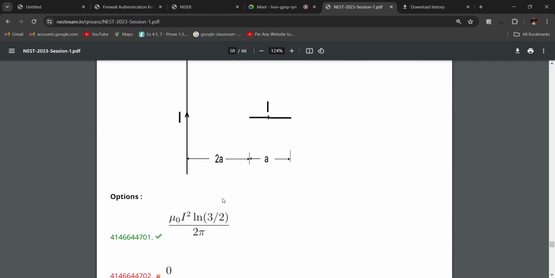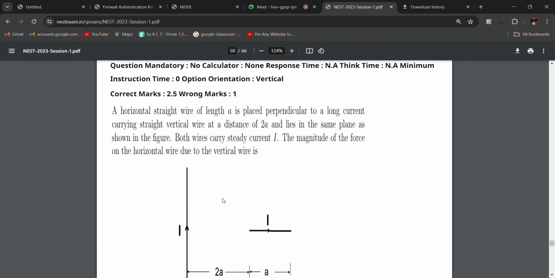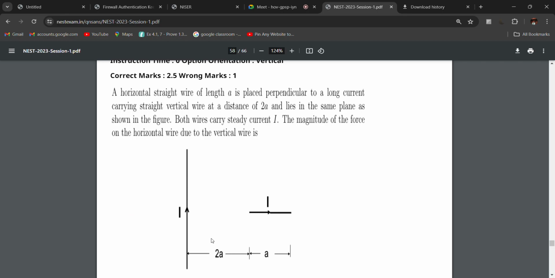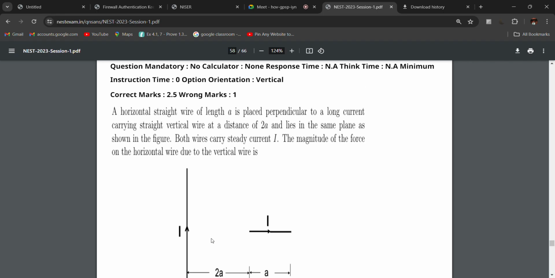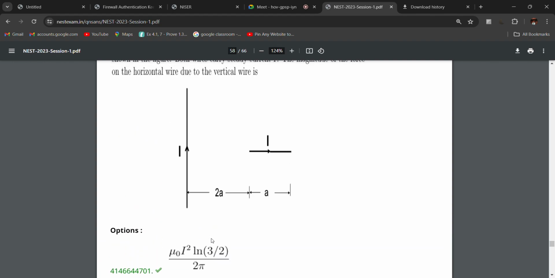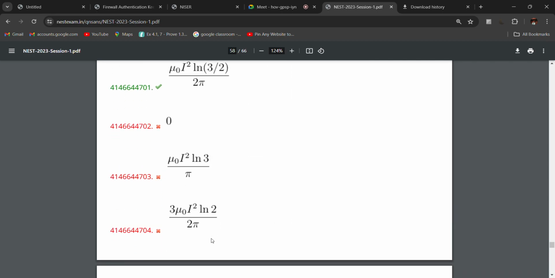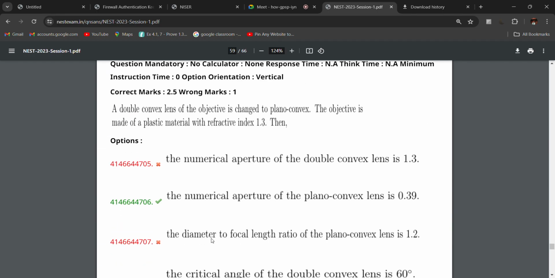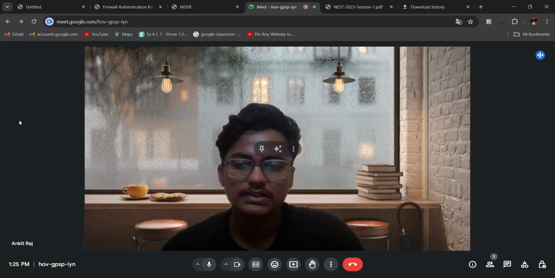So yes, even if you have prepared up to JEE Mains level, and as you can see this question, it's a very famous question. Even it is asked at your graduation level. This type of question, not exactly this question, but this type of question, is also asked in your end semester or mid semester examination. So yes, that was all about the NEST examination.